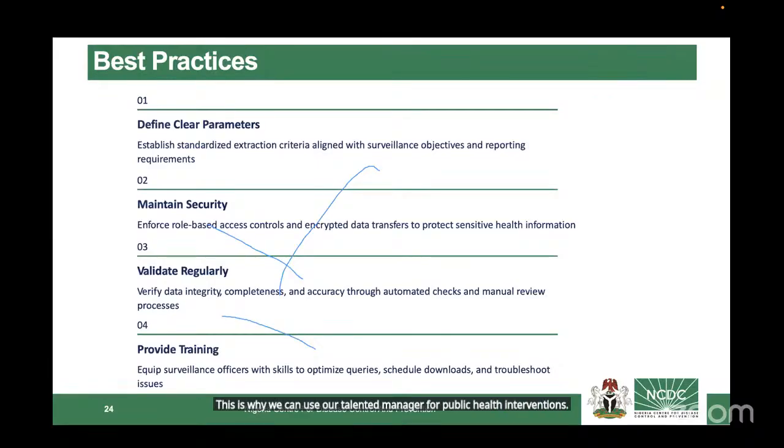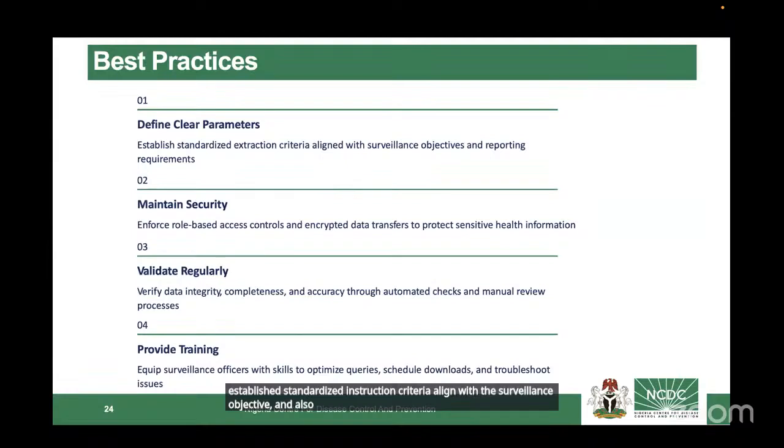The best practice we look at to see how these download managers work properly is for us to establish clear parameters and establish standardized extraction criteria aligned with the surveillance objective, and also the purpose of using those variables or why we need to download that data set. We need to understand the maintenance security and enforce role-based access control and encryption of data transfer to protect sensitive health information. This is one of the very major keys, data security, which we need to be very conscious of. Then validation: verify the data completeness and accuracy through automated checks and also manual review.